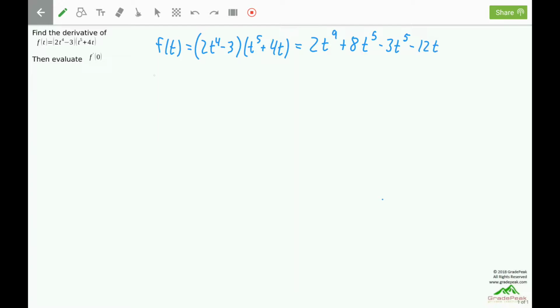It looks like we can combine together the second and third terms. So we will have 2t to the ninth plus 8 minus 3, which is plus 5, t to the fifth, and then minus 12t. We can now take the derivatives of each of these terms separately, since they are combined by addition and subtraction.